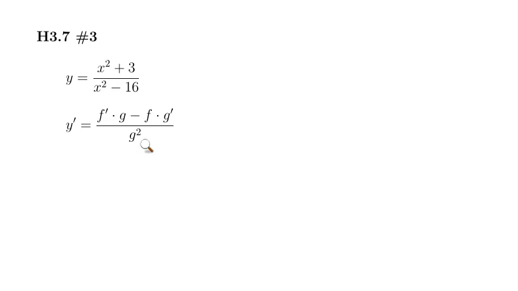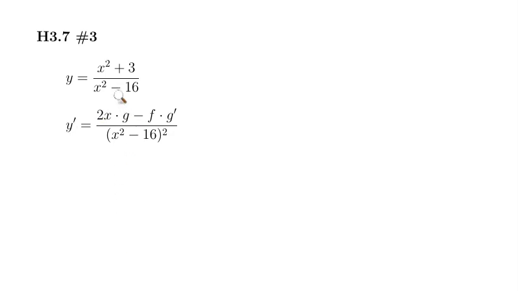Here, the top is f and the bottom is g. I'm going to do the bottom first. So g is the denominator squared, so I'm going to replace this g by the quantity x squared minus 16. Then we have f prime, which is the derivative of the numerator. The derivative of x squared is 2x, and the derivative of 3 is 0. So f prime is simply 2x.